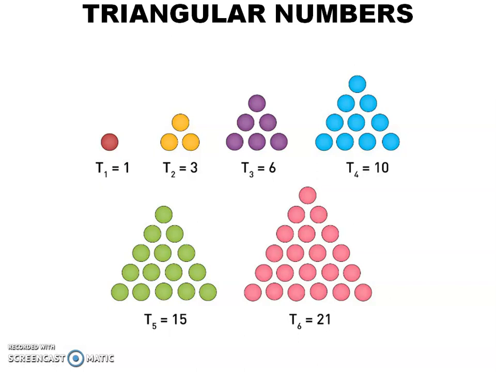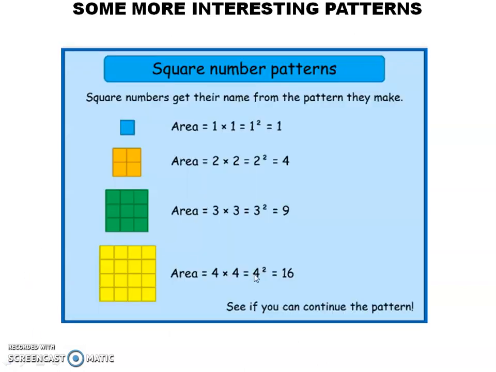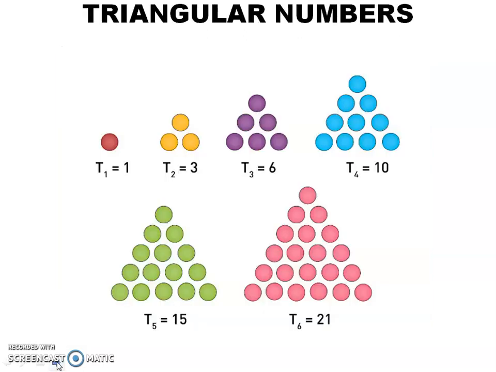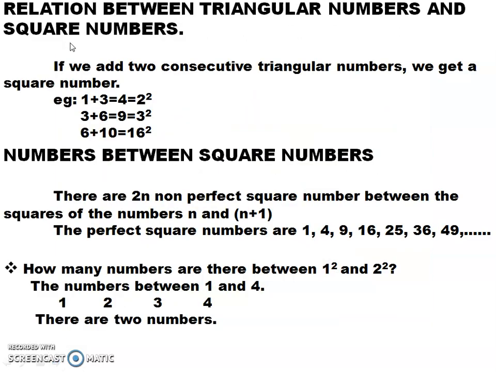What is the sum of 6 and 10? The sum of 6 and 10 is 16. Isn't 16 a square number? Yes, 16 is also a square number. So what will you conclude? If we add two consecutive triangular numbers, we get a square number.